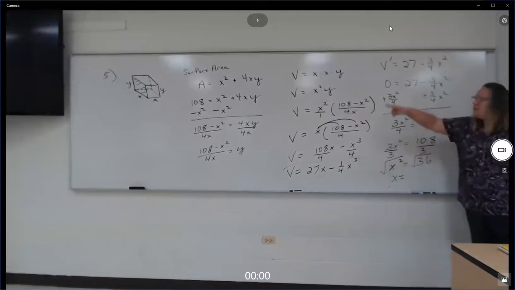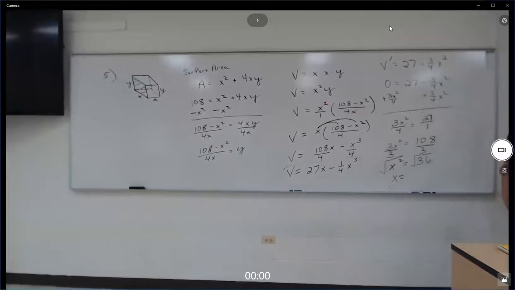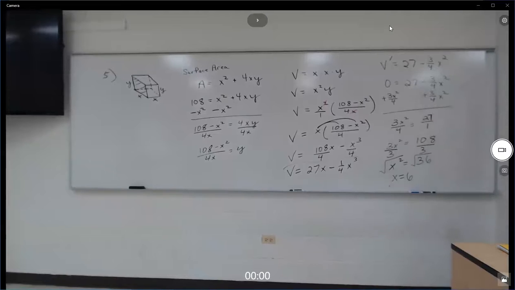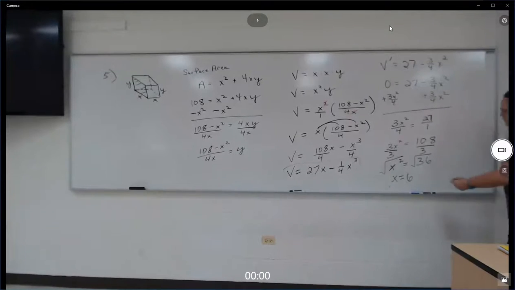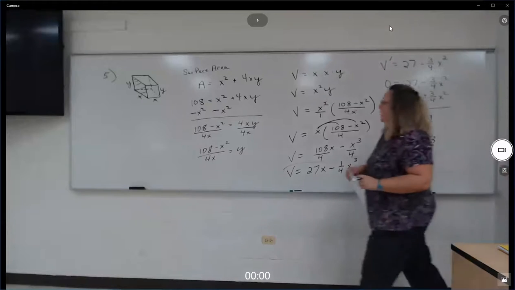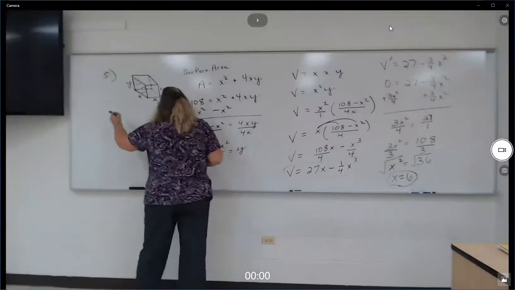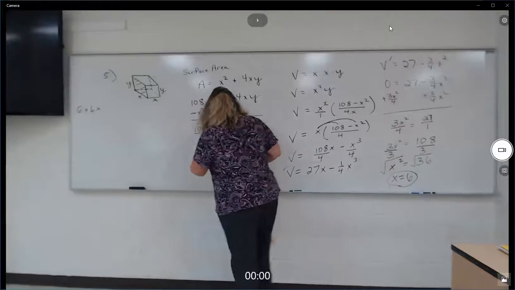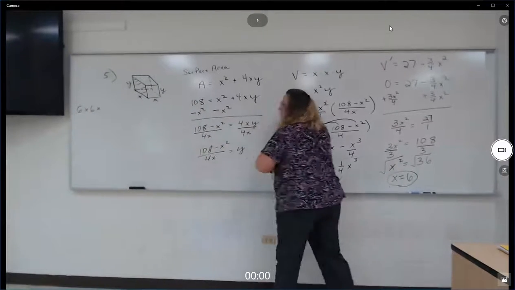But x is the length of a box. Can the length of a box be negative? No, that would be an issue, right? So we don't even need to worry about that. And most of the time in real life, you don't need the negative. So it's really just 6. All right, so it would be what? 6 by 6. And then to go find y, it may be a little annoying.